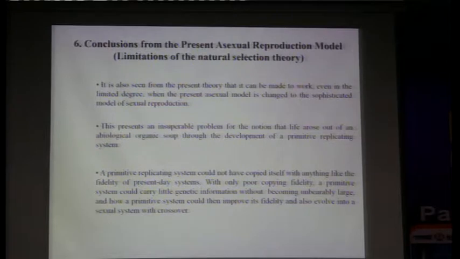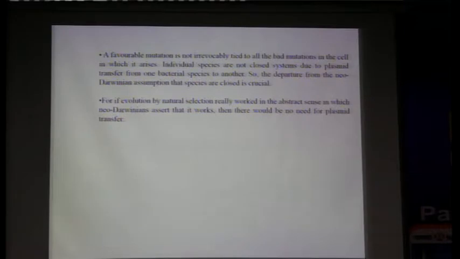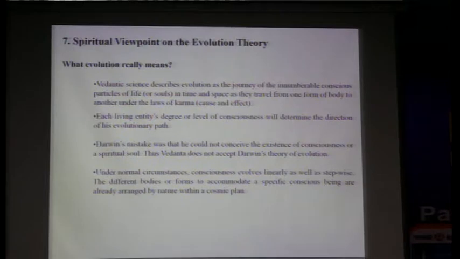This model presents an insuperable problem for the notion that life arose out of an abiological organic soup through the development of a primitive replicating system. A primitive replicating system could not have copied itself with anything like the fertility of present day systems. A favorable mutation is not irrevocably tied to all the bad mutations in the cell in which it arises. And if evolution by natural selection really worked in the abstract sense in which neo-Darwinians assert that it works, then there would be no need for plasmid transfer. It is a phenomenon related to asexual reproduction. So this is the mathematical part: when this natural selection theory is going to work and how.